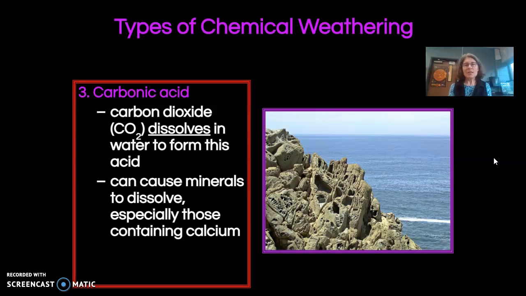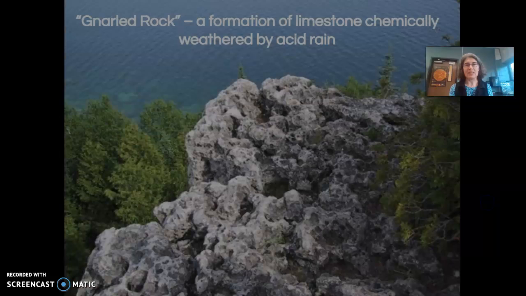The last type of chemical weathering that we'll discuss is carbonic acid. So the carbon dioxide that's in the atmosphere can actually dissolve into water, whether it's water in the clouds that then comes down as precipitation as acid rain, or water that's actually in water bodies like oceans or lakes. As that carbon dioxide dissolves, it forms carbonic acid, which has a low pH, and that acidic environment can chemically dissolve many different minerals, especially those containing calcium. So things like calcium carbonate and magnesium carbonate are fairly easily dissolved by acid rain and by carbonic acid.